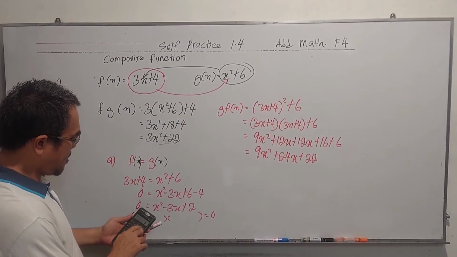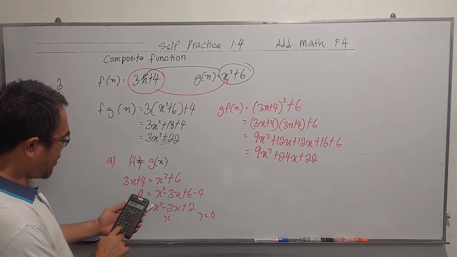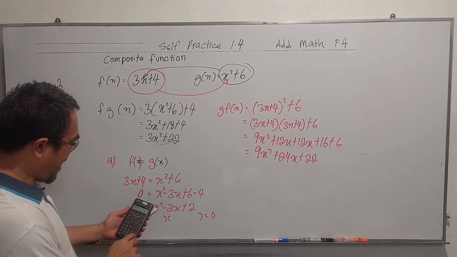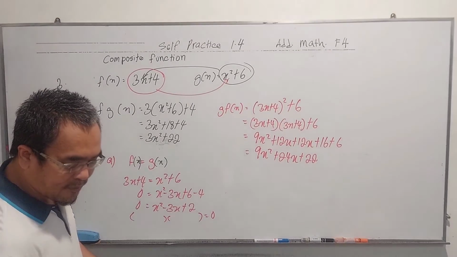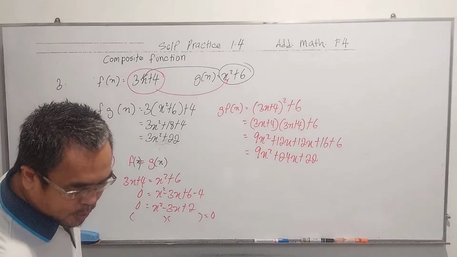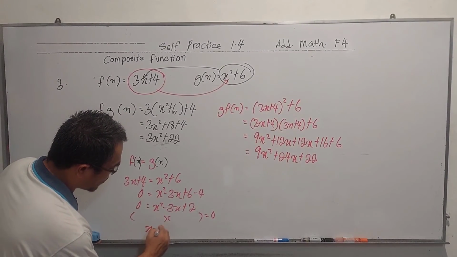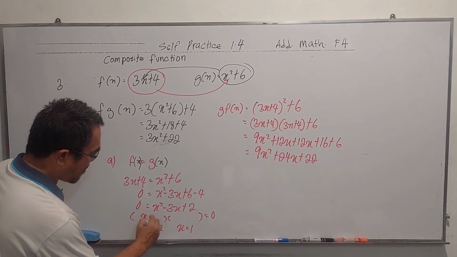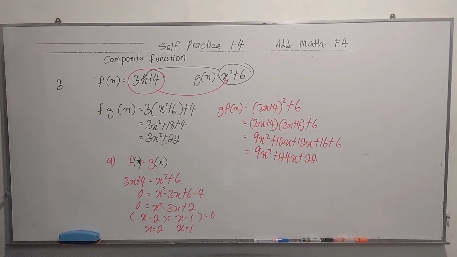That is mode, EQN, and change to degree. So a is 1, b is negative 3, c is 2. So the first value of x is 2, the other one is 1. So x equals 2, x equals 1. So x minus 2 and x minus 1 for the solution.